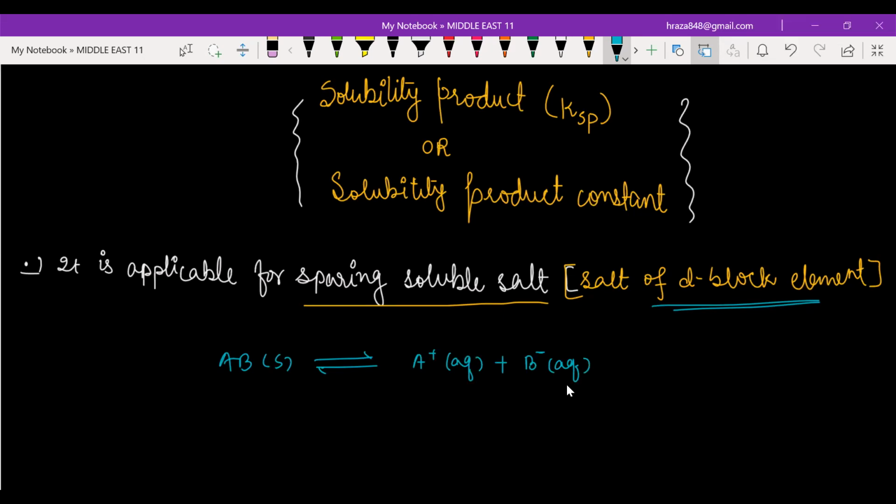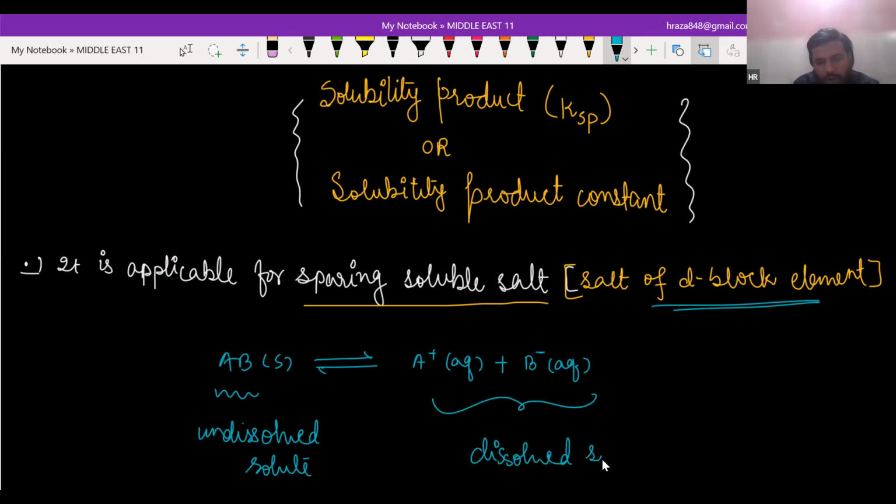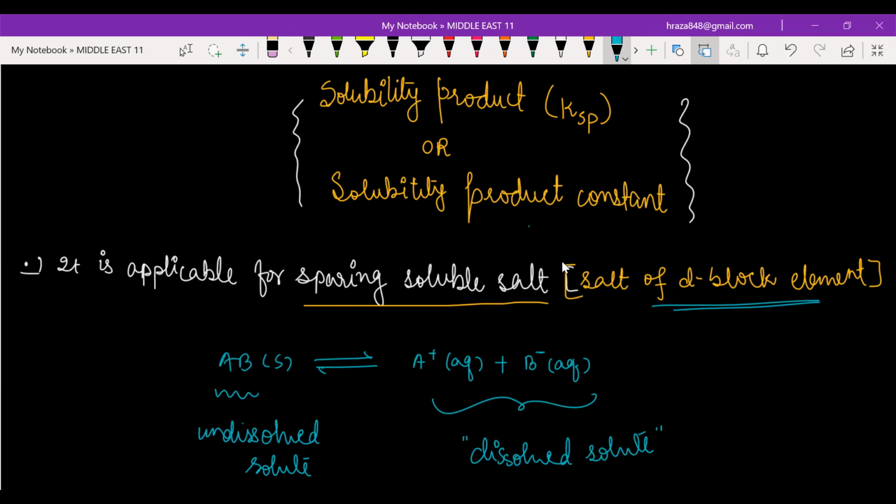Yes, sir. Now, you can say this is basically undissolved solute, and this is basically dissolved solute. Write with me, dissolved solute. Okay, Fawaz? Okay, sir. Let me know when you are done.